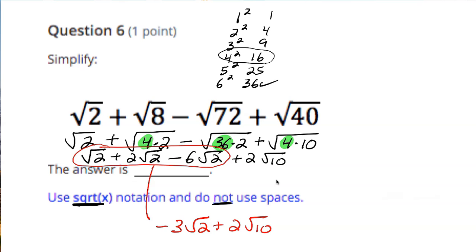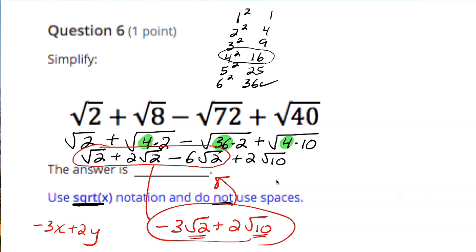And you can't add the root 2, root 10 terms. Those are basically different variables. You could think of them like you can't really combine these x and y because they're different. That's the same thing here. Square root 2 and square root 10 are different radicals, so you can't combine them. So this would be the answer in the blank.